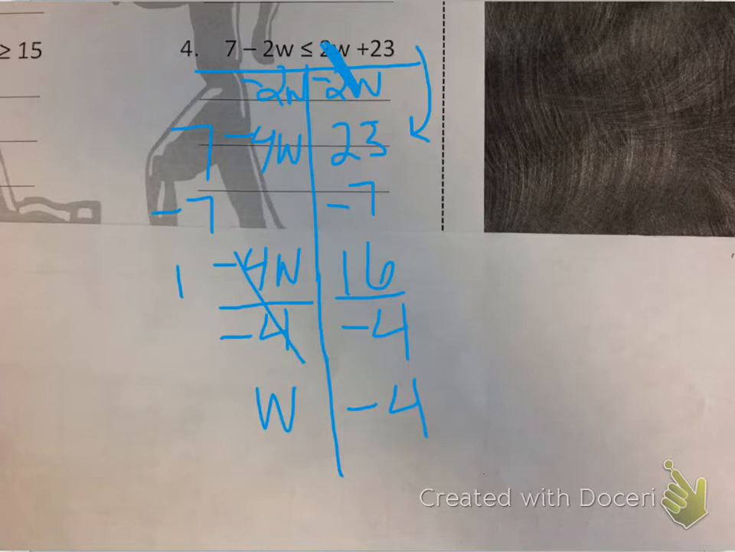Now, we need to go back and carry down our inequality symbol. We divided by negative 4. That means our symbol needs to flip. So we're going to change it to greater than or equal to negative 4.